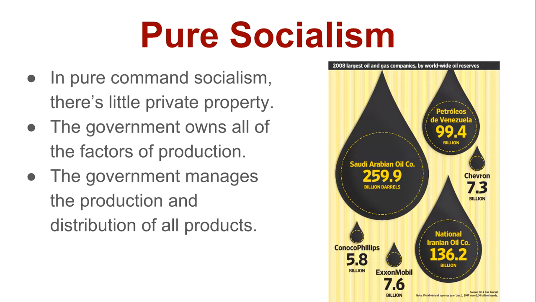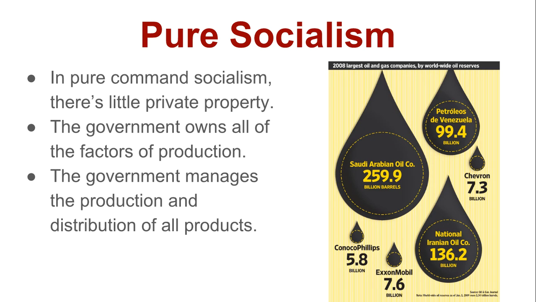Now, in a pure socialist system, which doesn't exist, but let's look at a pure hypothetical socialist system, we see little to no private property. Everything is owned by the government. The government controls all factors of production, all the land, all the labor, all the capital. Now, the government also manages the production, determines how it is produced, and the distribution of all products.